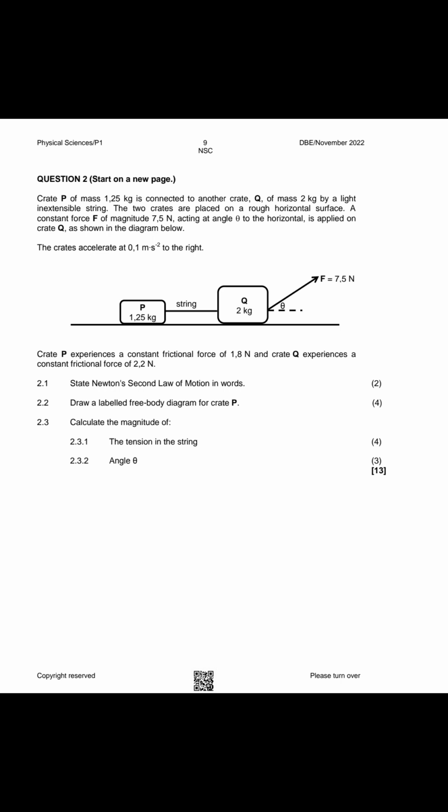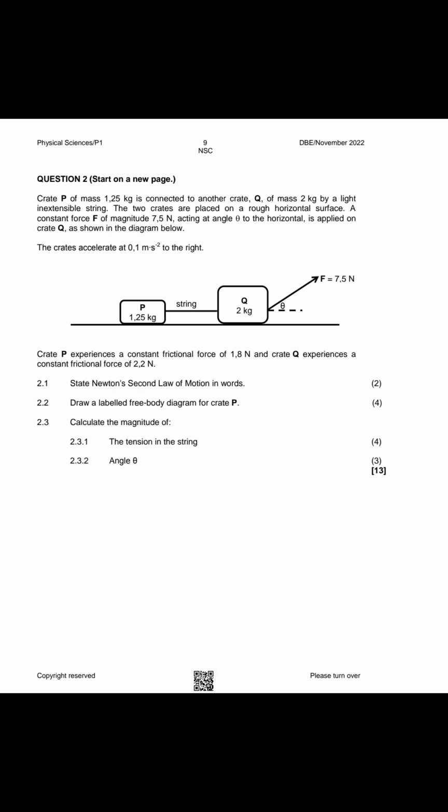The crates accelerate at 0,1 meters per second squared to the right. The following diagram then gives us a picture of what our statement has said. We are then told that crate P experiences a constant friction force of 1,8 newtons and crate Q experiences a constant friction force of 2,2 newtons.